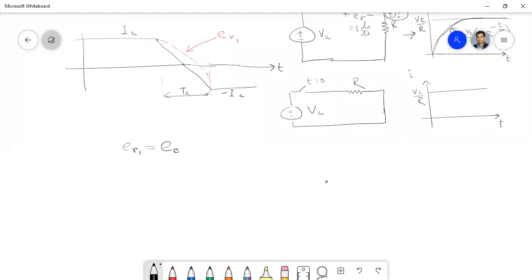Now, about this reactance voltage, leave this EC for now. This reactance voltage ER, what type of voltage is it? Is it transformer EMF or speed EMF? Rotational, sir. Speed EMF, sir. Is it speed EMF?